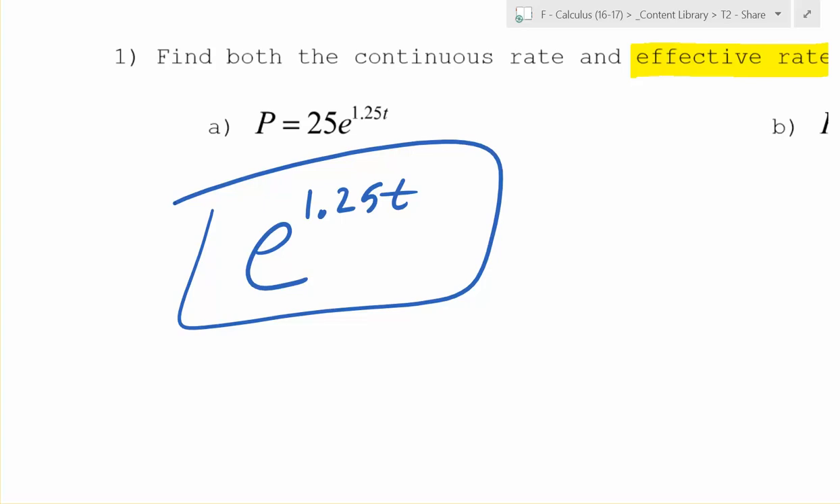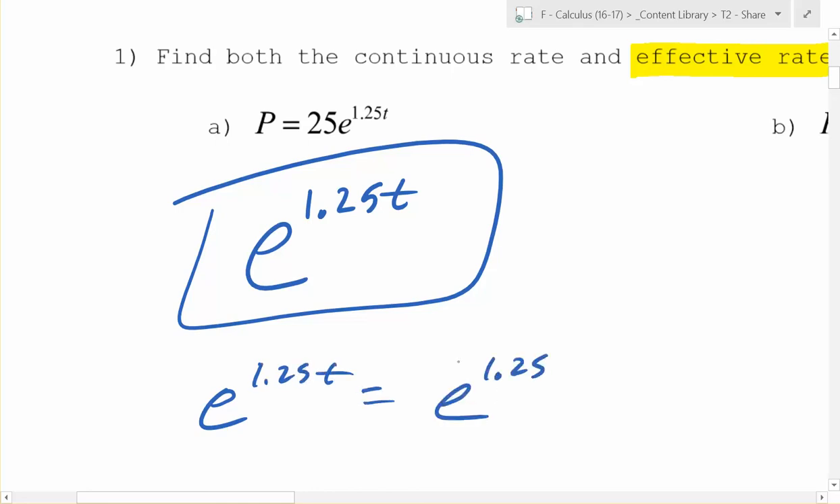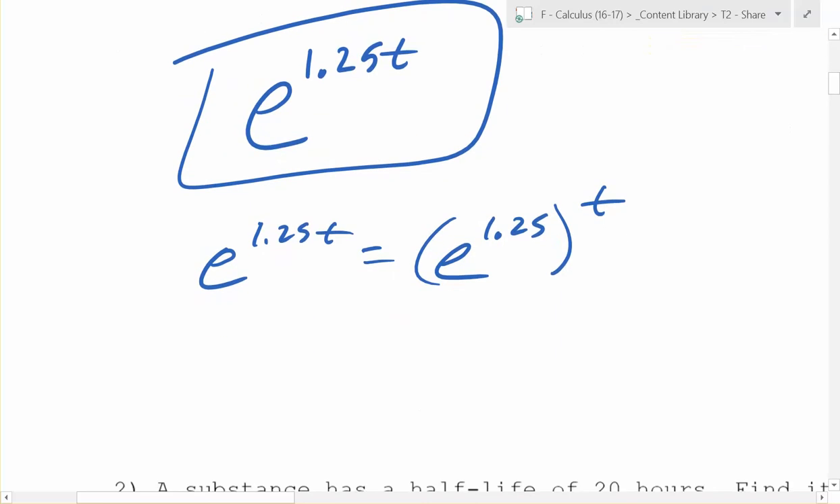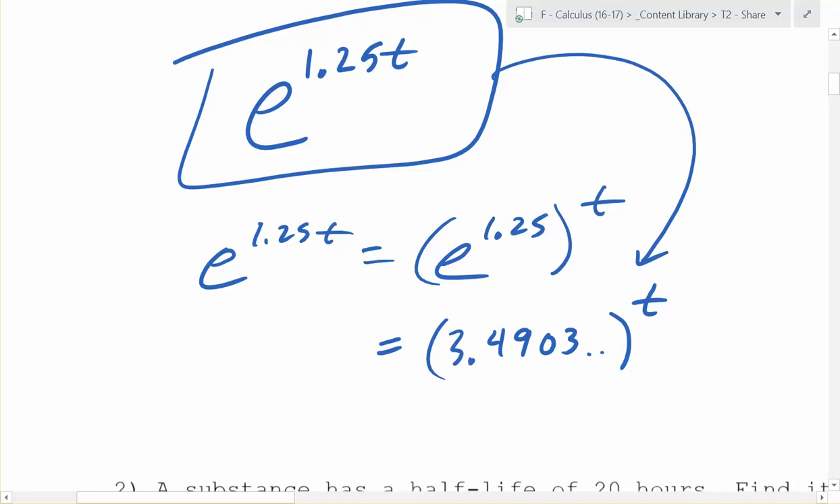Powers of powers multiply. So what does e to the 1.25t equal? E to the 1.25, to the what? Do e to the 1.25 for me. Just someone do that for me. It's 3 something, I think. 3 something. What do you get? 3.49. Give me more. 3.490.3, thanks. And it goes on, but to the what power? T. Do you agree that those two things are the same thing? Is this the same as this? Yeah.